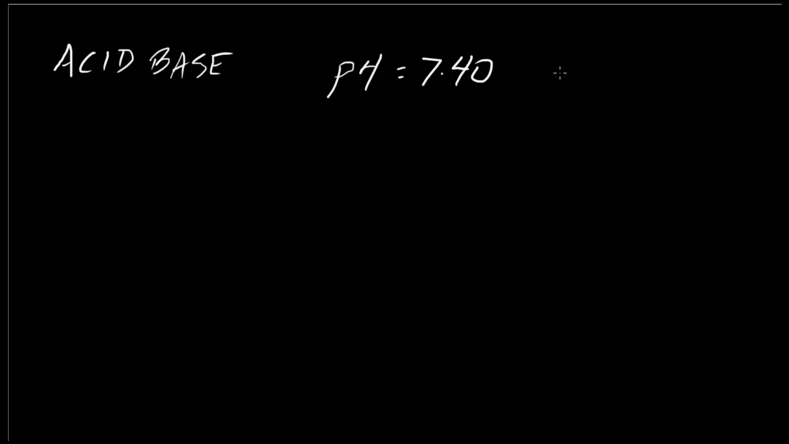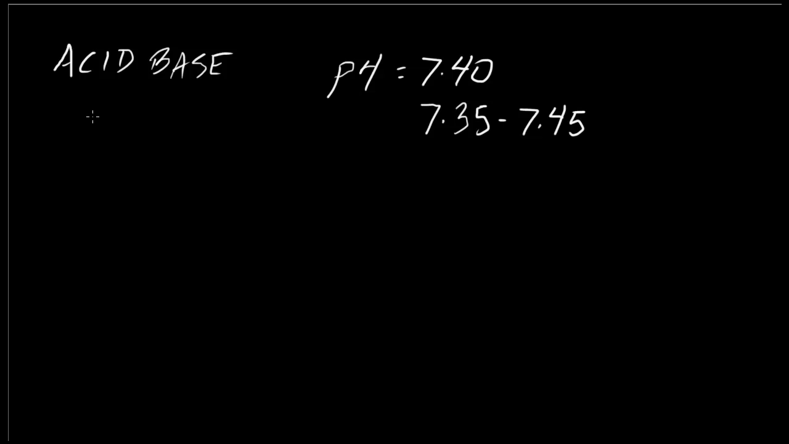Let's talk about some basic concepts in acid-base. The human body works best at a pH of 7.4. This pH is extremely tightly regulated by the kidney and by the lung. The range of pHs that you will see in the human body in normal patients is 7.35 to 7.45. Any deviation above or below 7.35 or 7.45 can lead to significant sequelae.